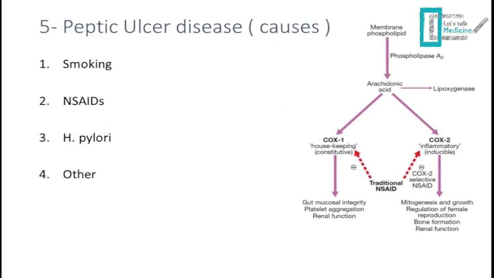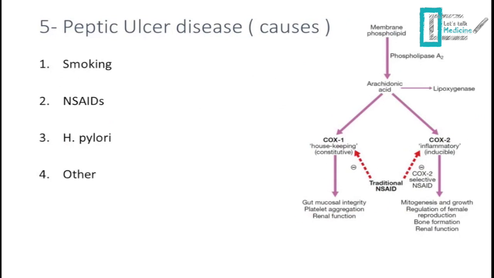So talking about NSAIDs and how they can cause peptic ulcer, well, first of all, in this diagram you can see the pathways of COX-1 and COX-2. One of the things that NSAIDs do is inhibit COX-1 and COX-2. Now, the newer selective NSAIDs only work on COX-2, but non-selective NSAIDs work on both. The problem is that when they work on COX-1, they can affect the gut mucosal integrity.